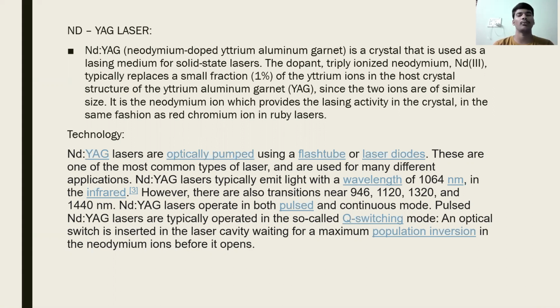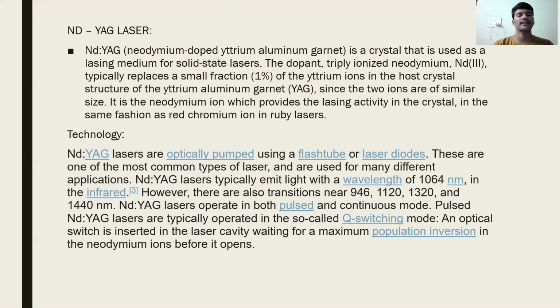Nd:YAG lasers operate in both pulsed and continuous mode, meaning in a continuous mode and in a pulsed mode, which takes a regular time interval for every emission. Pulsed Nd:YAG lasers are typically operated in the so-called Q-switching mode, meaning they operate only in specified situations using Q-switching.